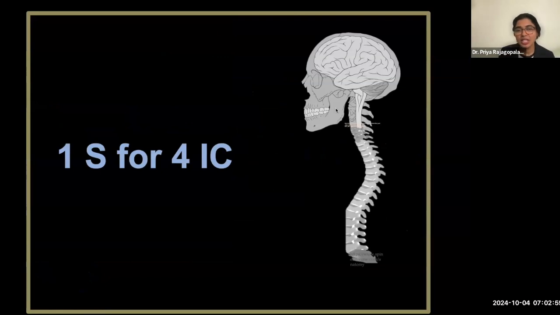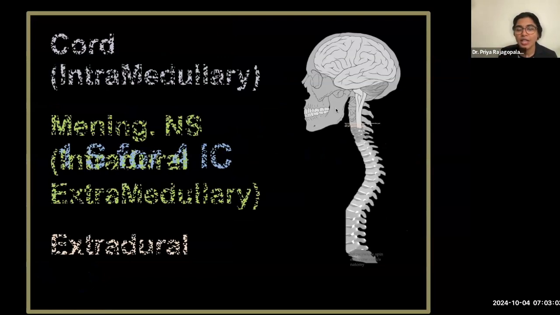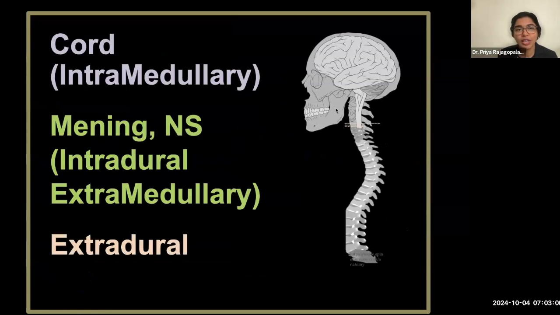Spinal tumors in general are less common when compared to their intracranial counterparts. You see one for every four intracranial tumors. We tend to lump them into three categories. One is the cord, the spinal cord itself, which we call the intramedullary tumors. Then the surrounding meninges and the nerve sheaths give rise to the intradural extramedullary tumor category. And then the final is the extradural category, which is all outside of these, the bones of the spine, etc.